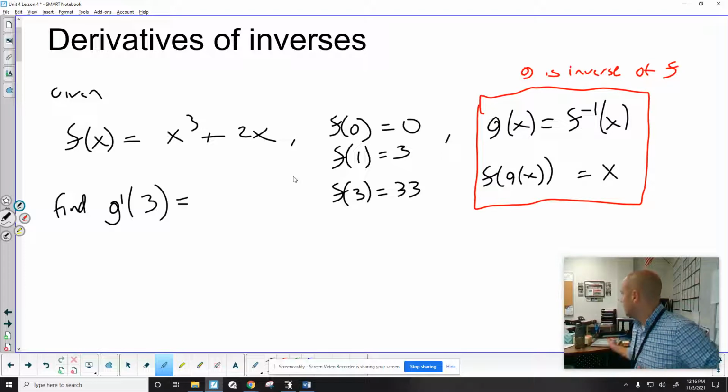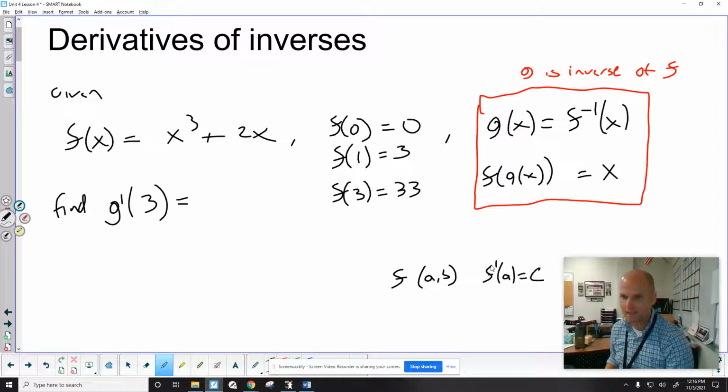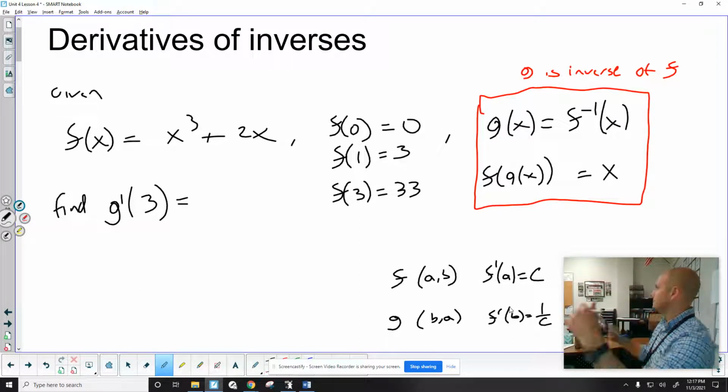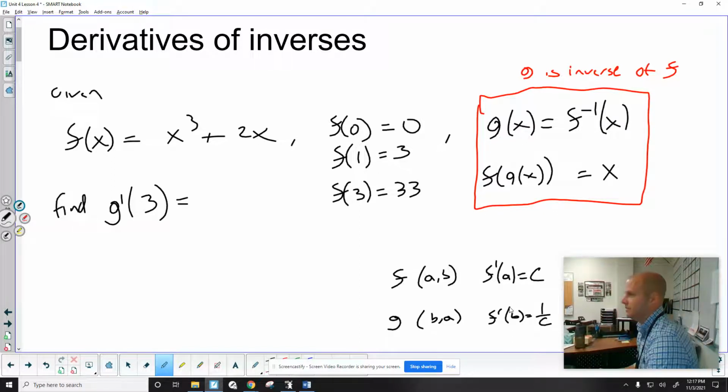Derivatives of inverses. For 3/4 of the problems for your quiz today, you just need to be able to fill out this table. If f's got the point (a, b), and its derivative at a is c, g, its inverse, has the flip-flop points. And the slope ends up being a reciprocal. Okay, that's it. That's the lesson for 3/4 of the lesson before we get to inverse trig derivatives.